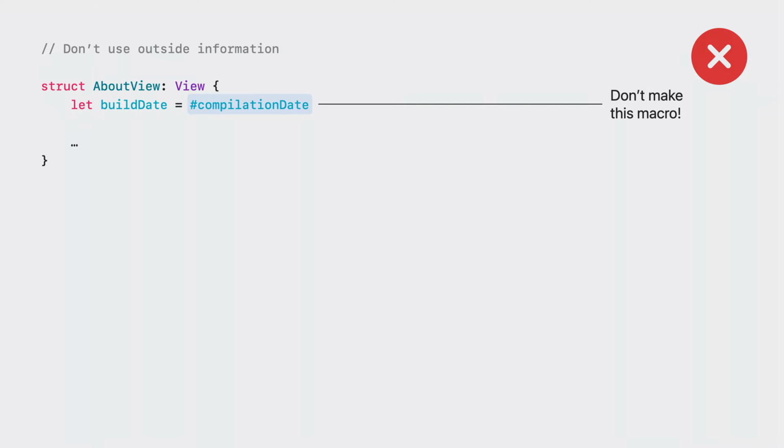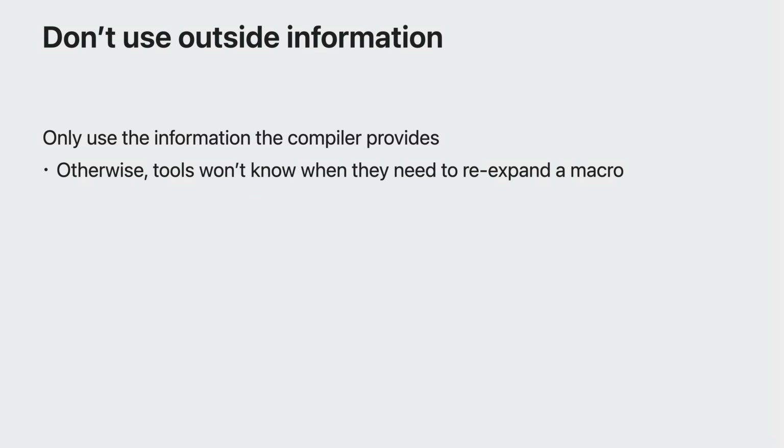Let me explain why. Macros need to use only the information the compiler provides to them. The compiler assumes that macro implementations are pure functions, and that if the data it provided hasn't changed, then the expansion can't change either. If you circumvent that, you might see inconsistent behavior.